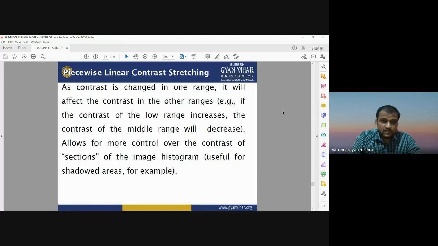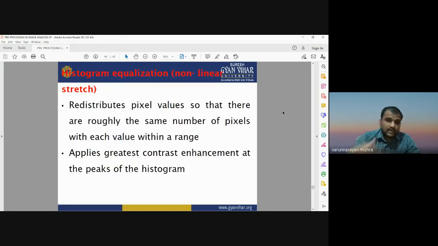So in piecewise linear stretching, in some cases there may be a problem: when we enhance the contrast of a specific range, the contrast of other ranges of pixels may decrease. So we need to have more control over this kind of contrast stretching. For that, we need to perform histogram equalization. That is a kind of non-linear contrast stretching.